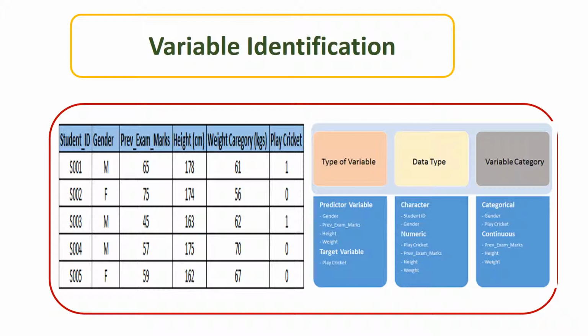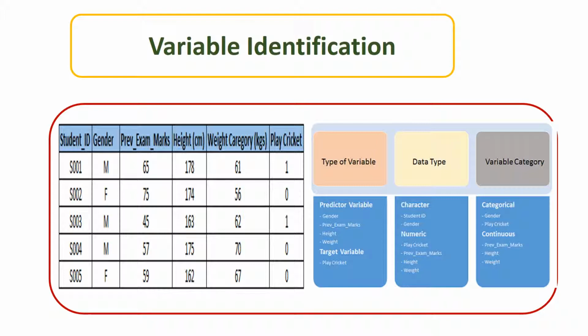This can be discussed with an example. In the Excel sheet that contains information about students, we are considering play cricket as the target variable, which shows whether the student is going to play cricket or not. The predictor variables are gender, previous exam marks, height and weight. Considering the data types in the data set that we have collected, the student ID and gender are in the character data type, and the remaining four are in the numerical data type.